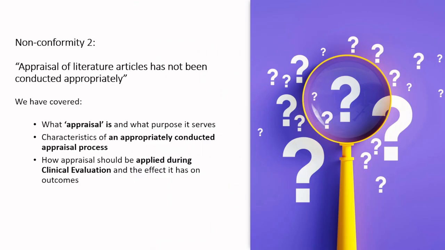So, in summary, non-conformity 2, appraisal of literature articles has not been conducted appropriately. And we've looked at what appraisal is and what purpose it serves. We've considered characteristics of an appropriately conducted appraisal process. And we've looked at how appraisal should be applied during clinical evaluation and the effect it has on outcomes.